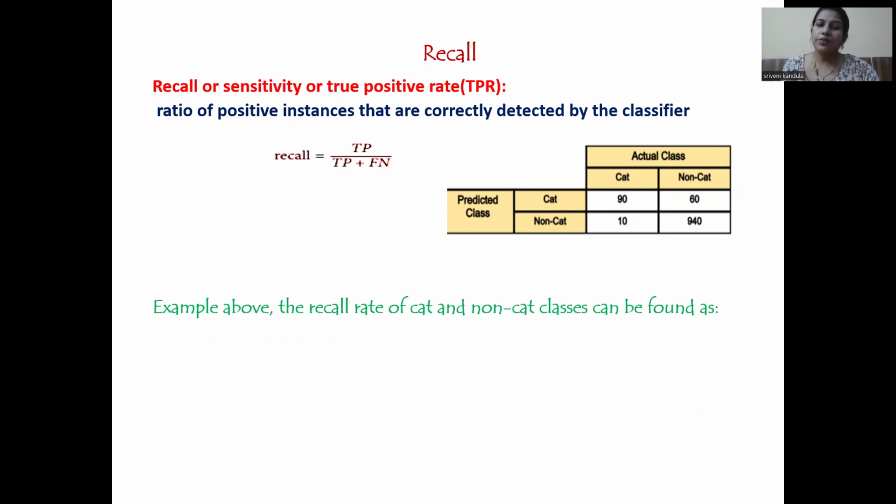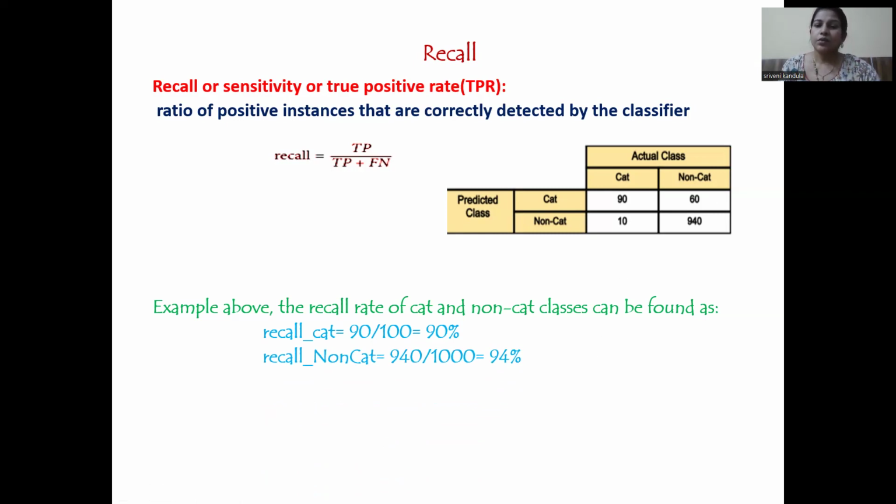So in the above example, first let us calculate the recall for cat. What is the total number of cats? 90 plus 10, it is 100, and true positive is 90. 90 were correctly classified. So 90 by 100, which is 90%. Similarly, recall of non-cats is 940 by 940 plus 60, which is 1000, which is 94%.